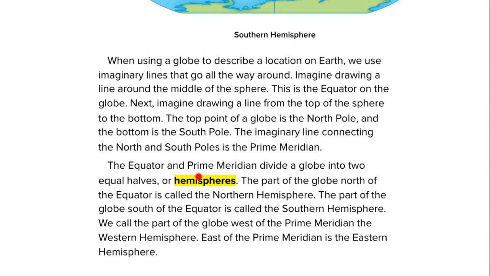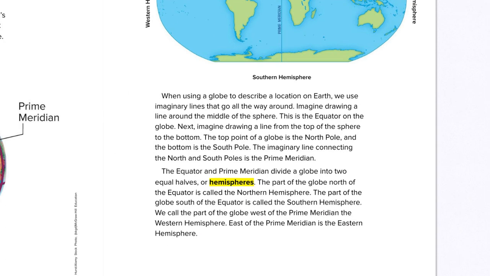The equator and prime meridian divide a globe into 2 equal halves, or hemispheres. The part of the globe north of the equator is called the northern hemisphere. The part of the globe south of the equator is called the southern hemisphere. We call the part of the globe west of the prime meridian the western hemisphere. East of the prime meridian is the eastern hemisphere.